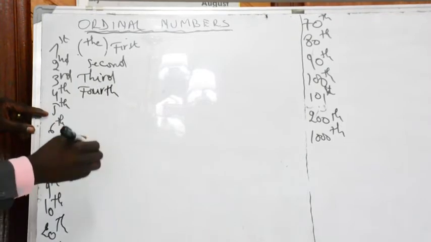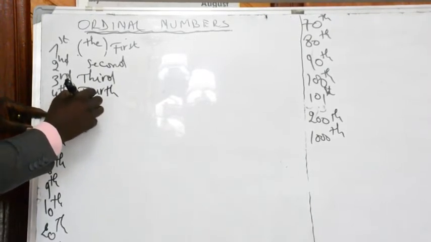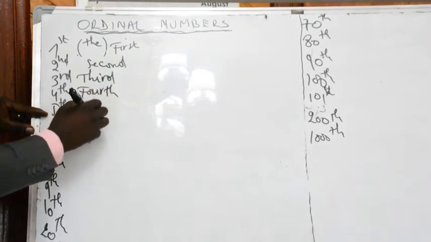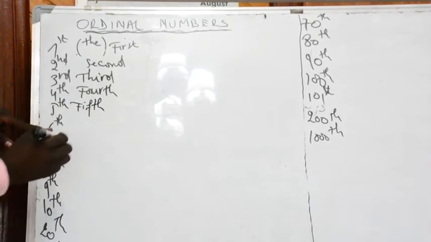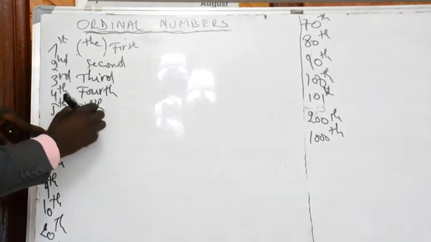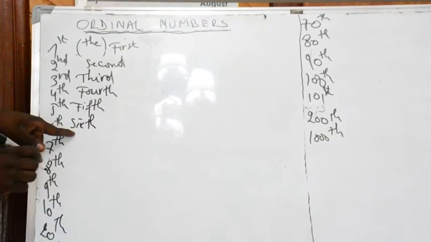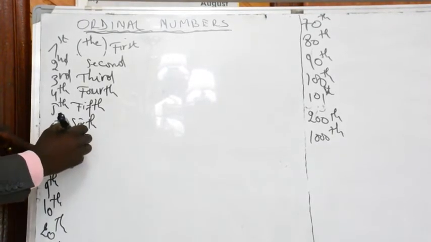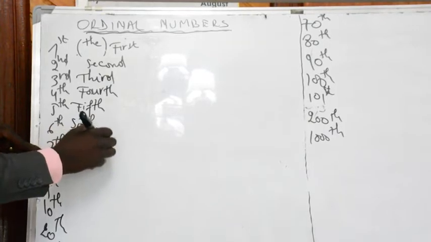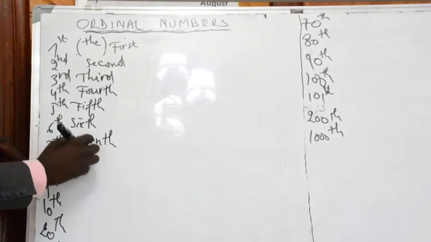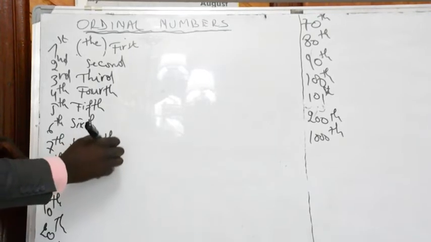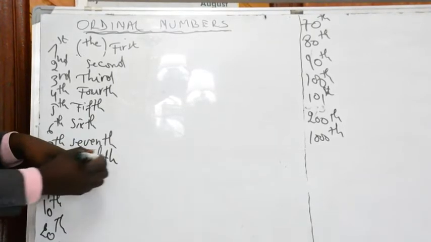The fourth. This is the fifth. Pay attention here. The fifth. That is a change. This is the sixth. The sixth. This is the same. The seventh. Pay attention, please. This is the eighth. Eighth. That is another point to pay attention to.